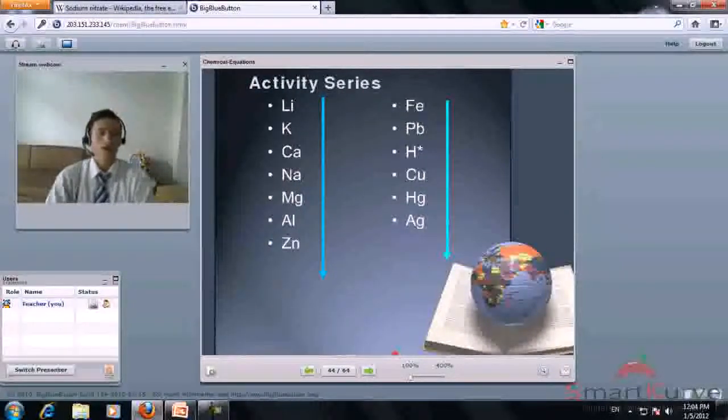Here we go. Here's our activity series. Notice our most reactive metal is lithium. Notice magnesium is here at number 5, below lithium, potassium, calcium, sodium, magnesium. Notice zinc down here at number 7, and silver way down here at the bottom. So that magnesium, because it is more reactive, is always going to replace zinc or silver.